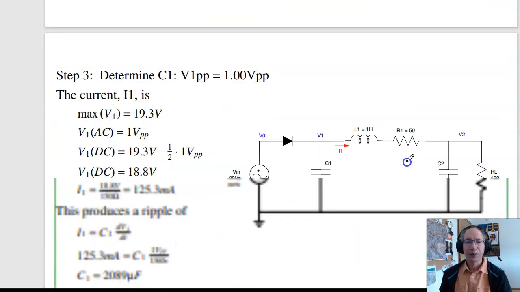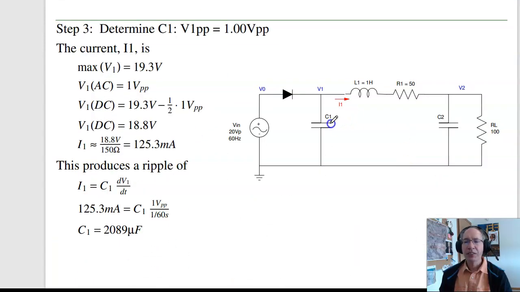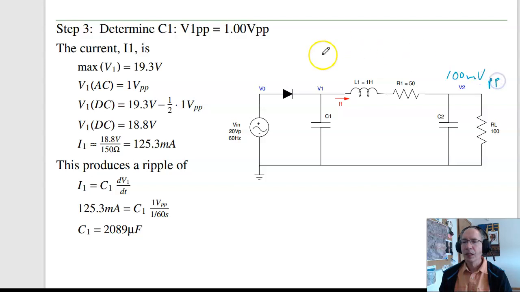Step 3. Find C1. So if this is 100 millivolts peak to peak, this has got to be bigger than that, but don't make it completely absurd. So let's make this 1 volt peak to peak. The inductor is going to reduce it by a factor of 3. The capacitor can reduce it the rest of the way. So let's make this 1 volt peak to peak. The max is 19.3 volts.